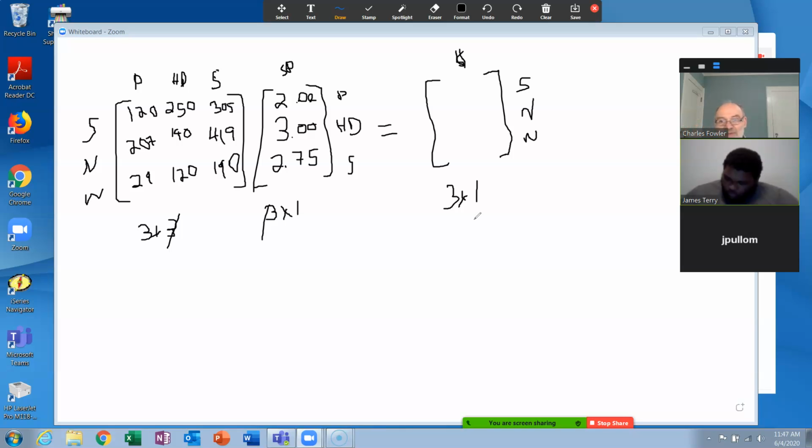They don't have to be the same size to multiply them, but for the first matrix, you have to have the same number of rows in the first matrix as you do columns. I'm sorry, I said it backwards. Same number of columns in the first matrix as you do rows in the second matrix. So those two numbers cancel out. And that leaves you a product that's made up of the number of rows of the first one by the number of columns of the second one. And that's exactly what you get here.